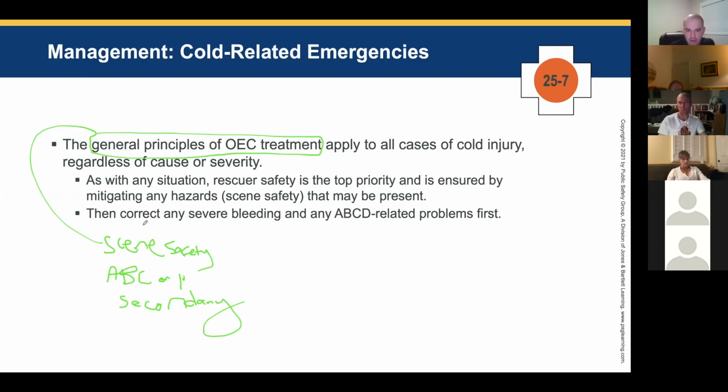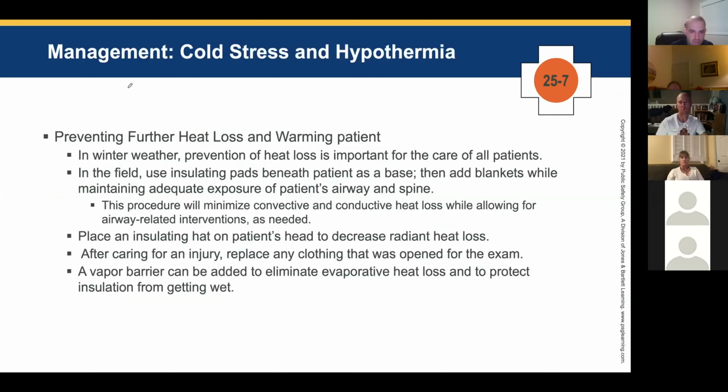All right. Remember, safety is key. And then we want to correct any severe bleeding and ABCD issue. So, you know, if they're obviously bleeding, we want to stop it. If they're not breathing, we want to breathe for them. If they're not breathing adequately, we want to give them oxygen. So talking about management, we want to prevent further heat loss. When we talk about cold injuries, that is the key: preventing heat loss and warming the patient up.